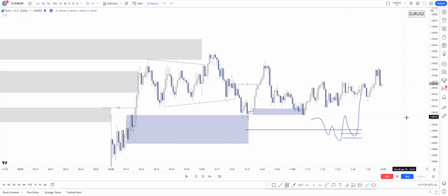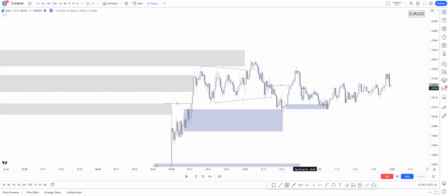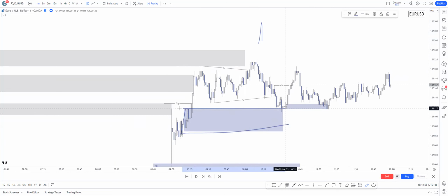So yeah, actually the criteria were there. So there were 9 criteria, but let's count the criteria for this entry opportunity. There was a higher time frame zone mitigation, a 5-minute flip zone that has caused the supply beforehand.